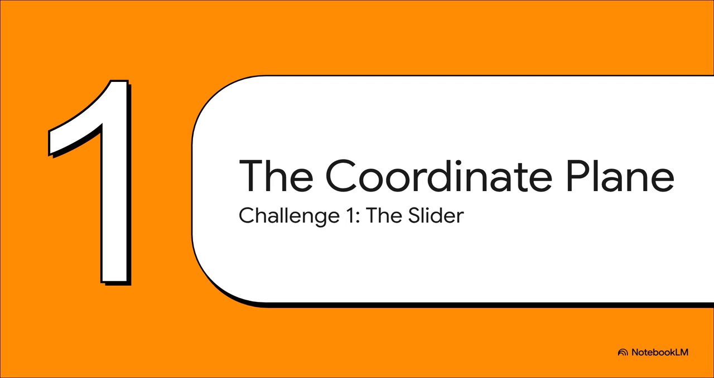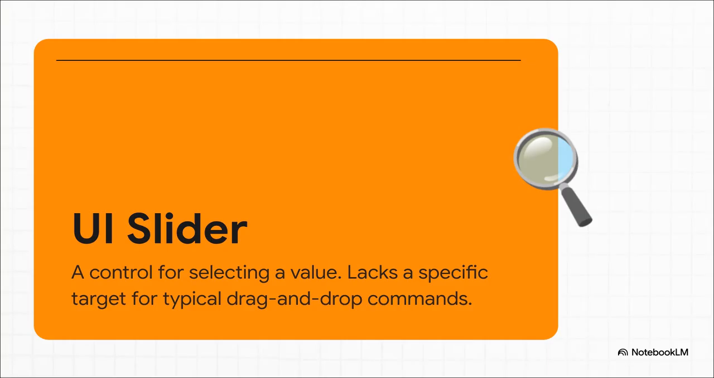So let's kick things off with our first big challenge, the UI slider. You've seen these things everywhere, especially on shopping sites when you're setting a price range. For an automation script, though, this little guy is a surprisingly tough puzzle to solve. Okay, so here's the real problem. A normal drag and drop command is pretty simple. It needs a source element and a target element. You drag item A to location B.